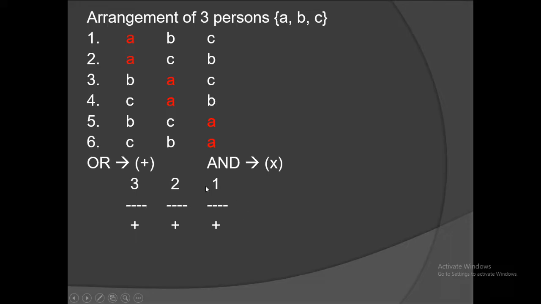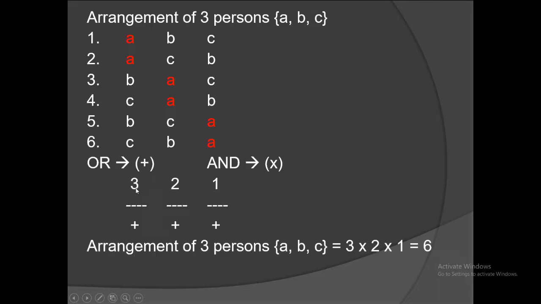Now, we need this first place AND the second place AND the third place. Keep the word AND in mind. You want the first place and the second place and the third place. So AND means multiplication. So 3 into 2 into 1 is 6. 6 arrangements, we have got the answer 6. So, very simple. Keep that in mind. OR means plus and AND means multiplication. So now we'll get into the problems.